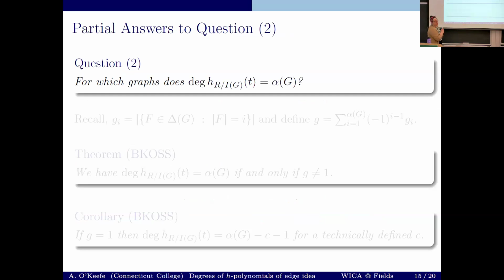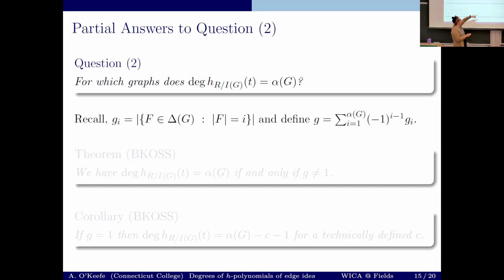We only have partial answers for question 2 because it ended up being a harder question. So which graphs, right? We know that we have the independence number as the upper bound. So which graphs achieve that upper bound for the degree? Recall these g_i are these shifted face numbers, right? It's the size of the independent sets, and we're defining it. And so now I'm going to define this G to be this alternating sum of the g_i.